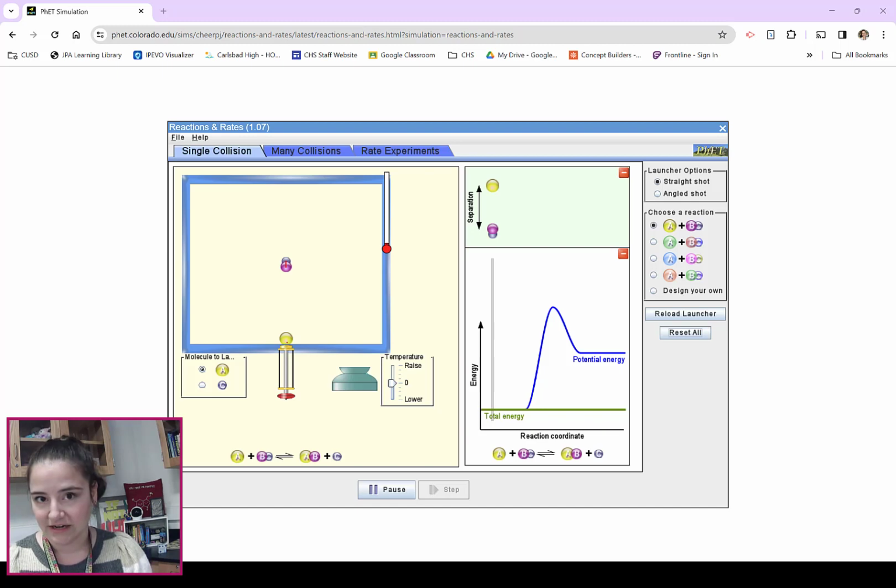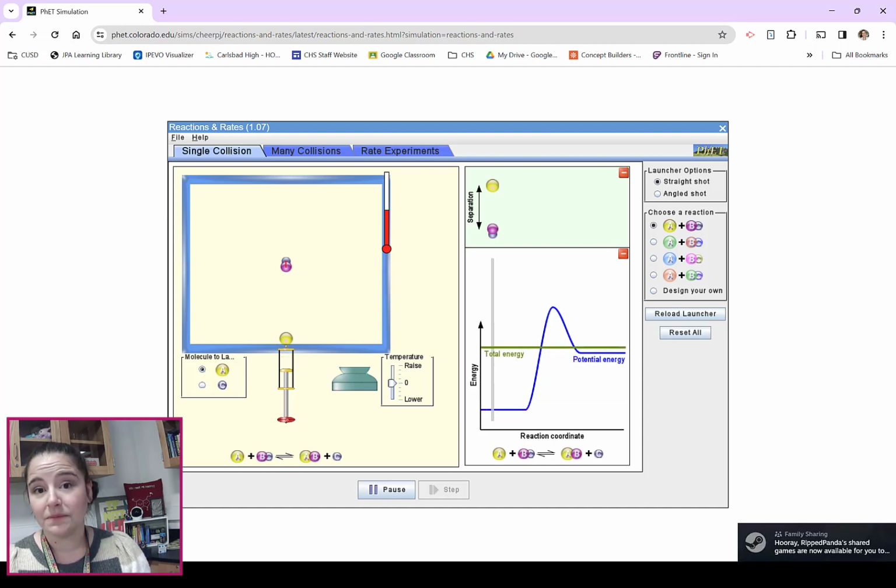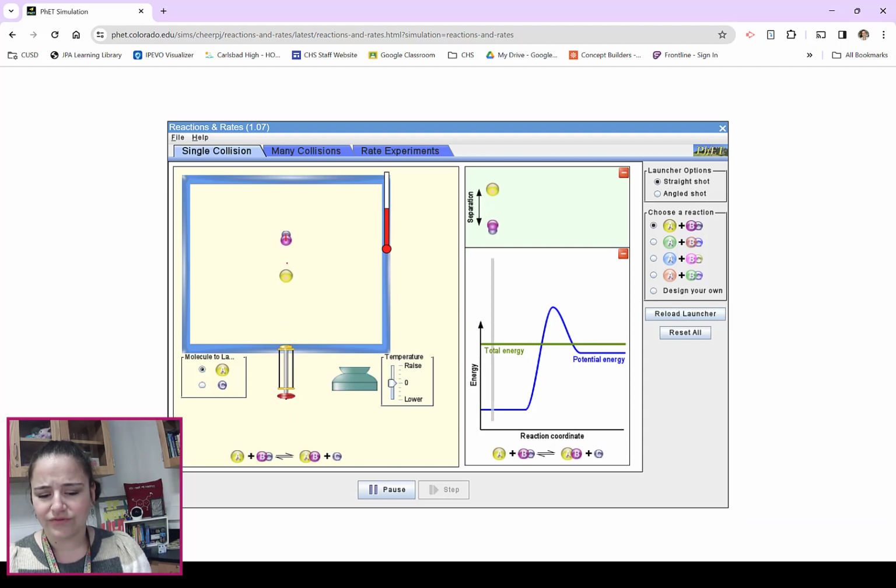The A, represented by this yellow sphere, is reacting with this BC molecule to form AB, so the yellow bonded to the pink, and leaving the C by itself. And then we have this, which is called the potential energy diagram for this reaction. So I can try to get these to go by pulling back that and letting it go. Now, is the reaction happening?